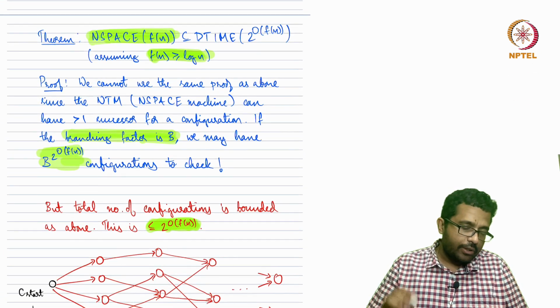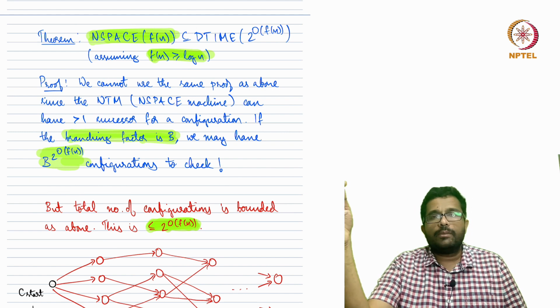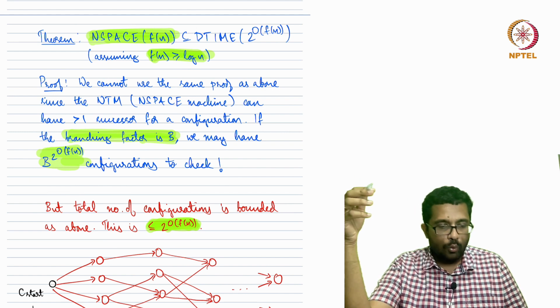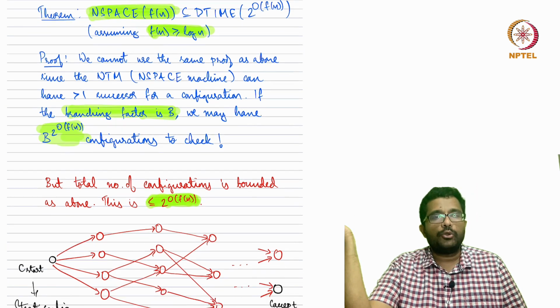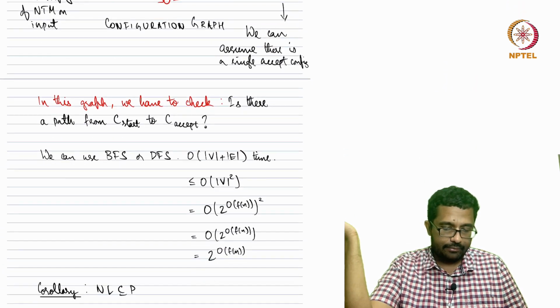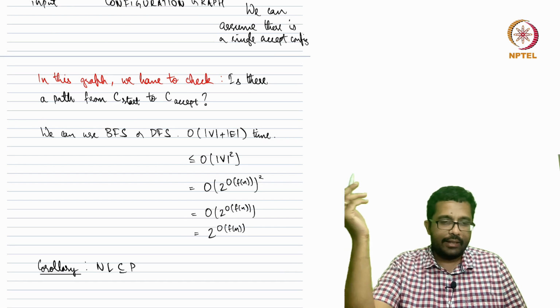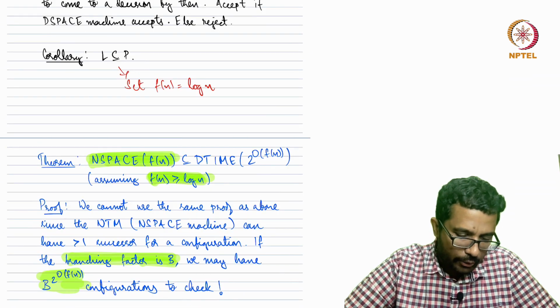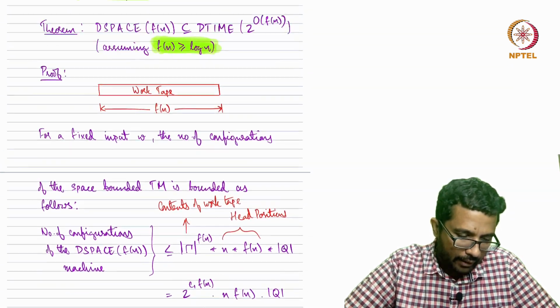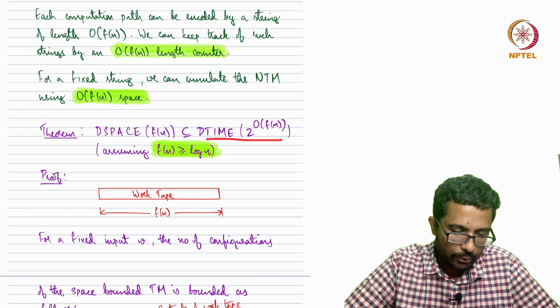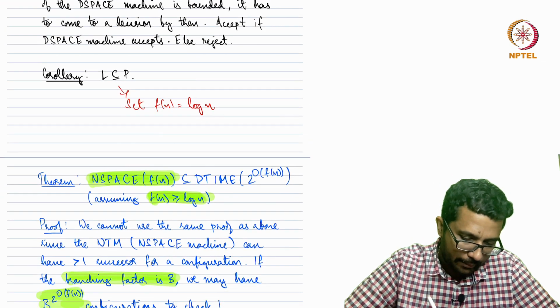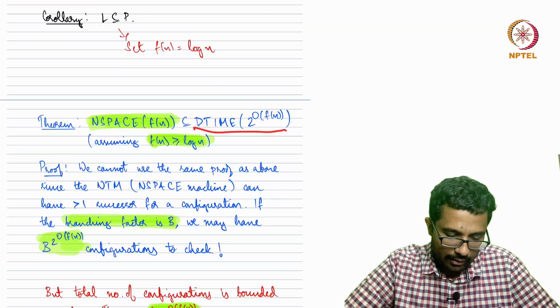So what we have shown is that an NSPACE Turing machine which runs in O(f(n)) space can be simulated in DTIME 2 power O(f(n)). Even though it's a non-deterministic space bounded machine, it took the same time as a deterministic space bounded Turing machine. So this is also DTIME 2 power O(f(n)), this also DTIME 2 power O(f(n)).